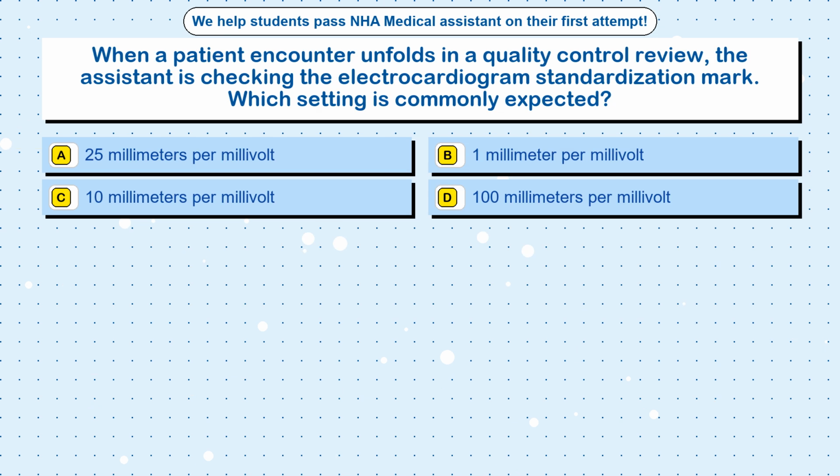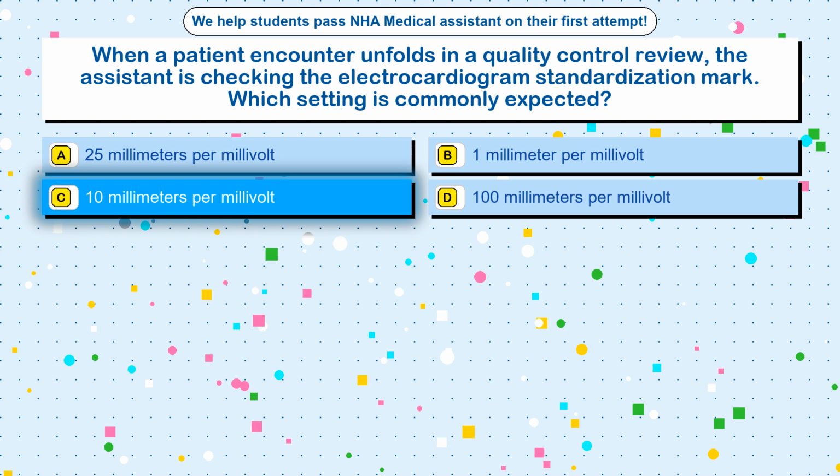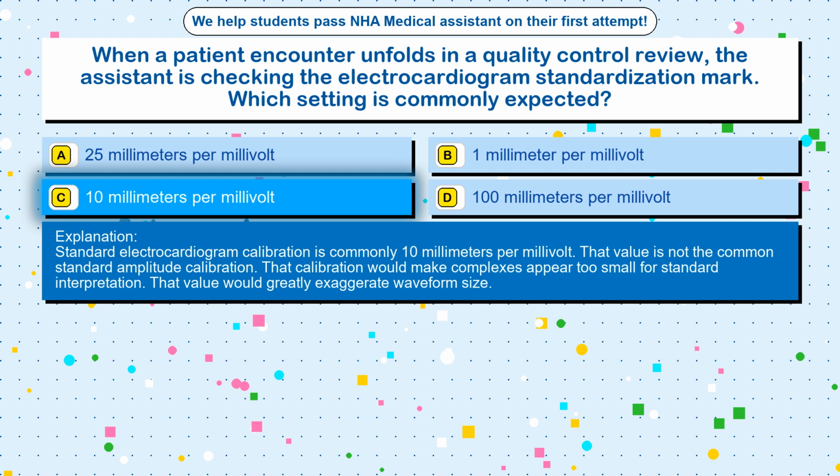Question 62. When a patient encounter unfolds in a quality control review, the assistant is checking the electrocardiogram standardization mark. Which setting is commonly expected? Option A, 25 mm per millivolt. Option B, 1 mm per millivolt. Option C, 10 mm per millivolt. Option D, 100 mm per millivolt. The correct answer is option C, 10 mm per millivolt. Standard electrocardiogram calibration is commonly 10 mm per millivolt.